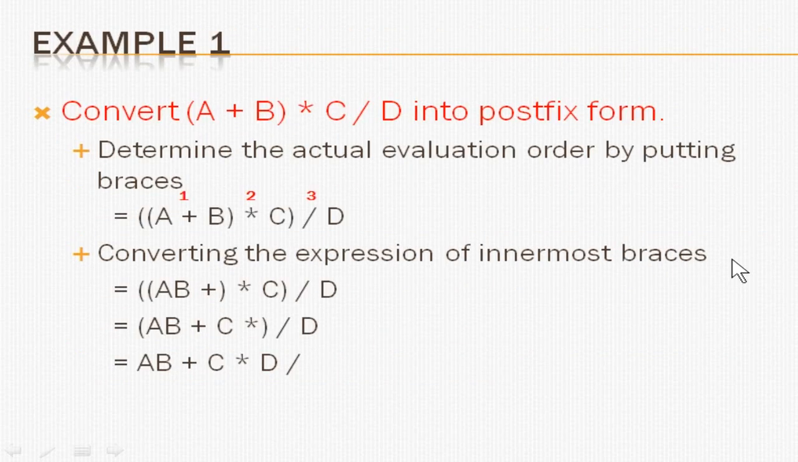Now you are going to see the first example: convert (a plus b) asterisk c slash d into postfix form. Once you observe this, you already have a parenthesis, so that means this will be evaluated first. So a plus b will be evaluated first. Which will be evaluated next? You have two more operators, asterisk and slash.